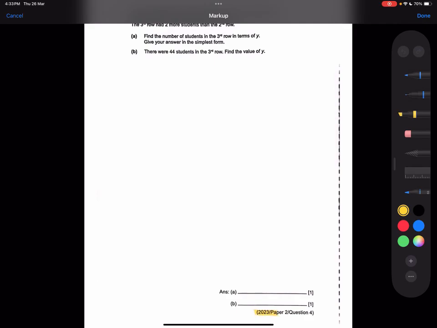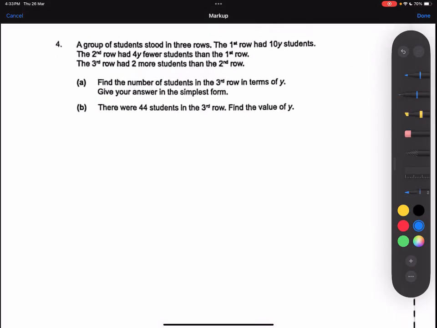2023 PSLE Paper 2, Question 4. A group of students stood in 3 rows. The first row had 10Y students.